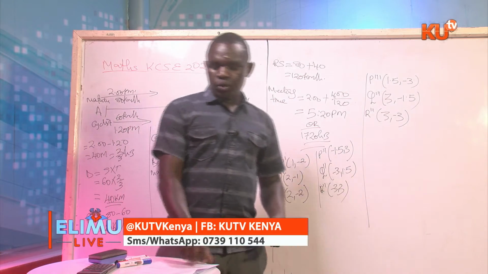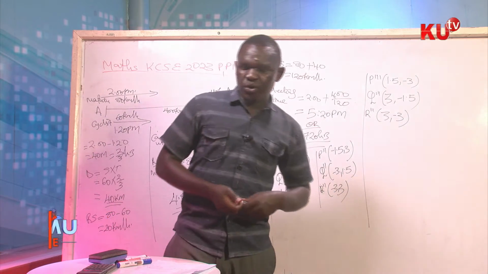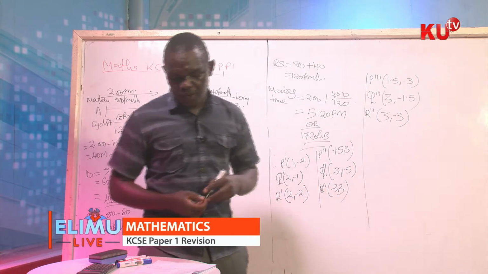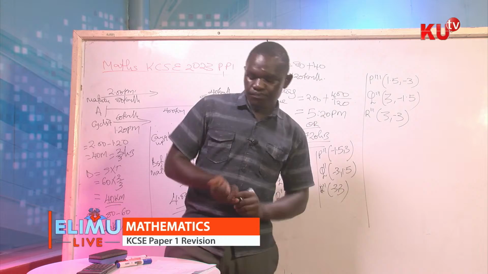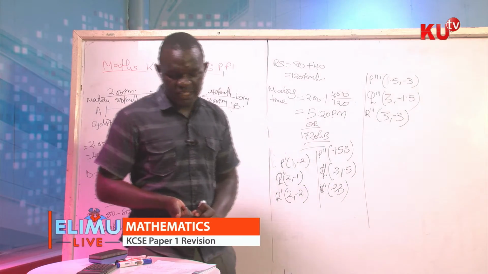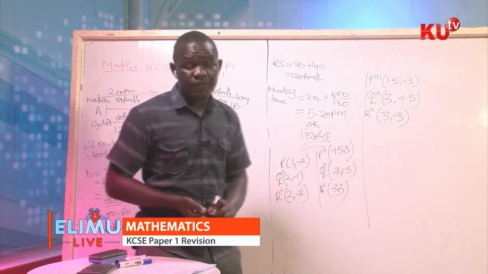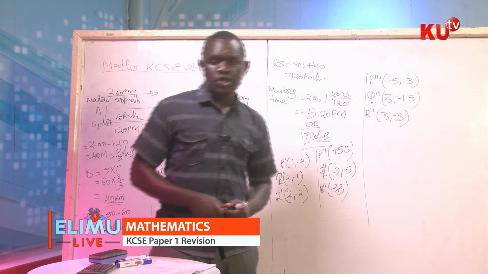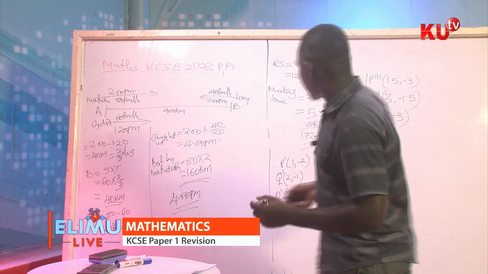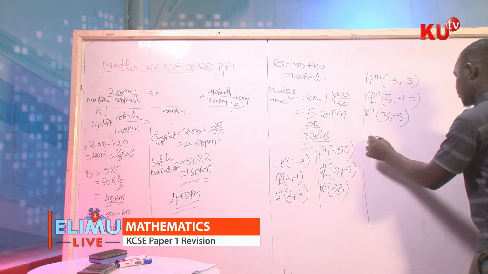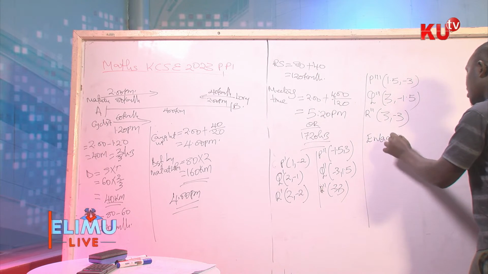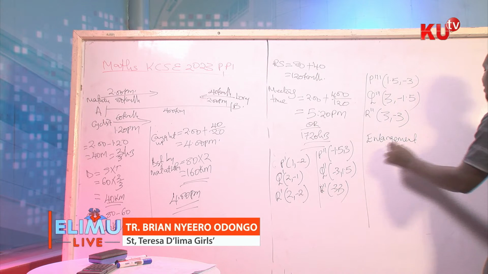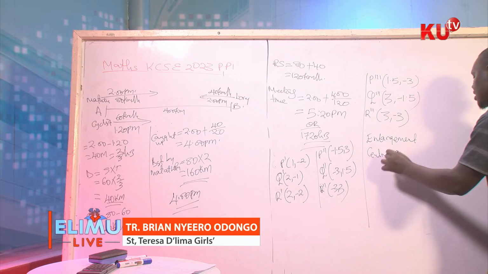Now, to describe this transformation, how do you describe an enlargement fully? To describe an enlargement fully, one, you have to state that it is an enlargement, state the center of enlargement, then state the scale factor of enlargement. That's how you'll get your 3 marks. So first of all, you have to tell me that it is enlargement. After that, you have to give me the center of enlargement.